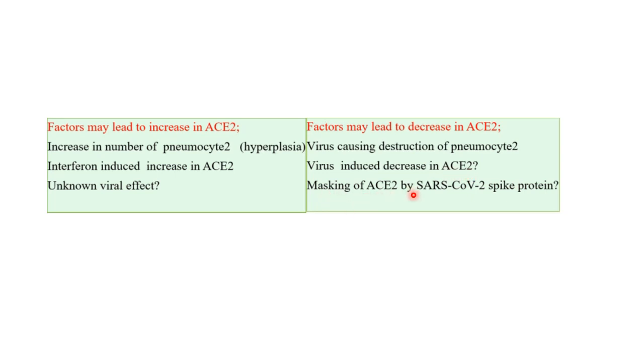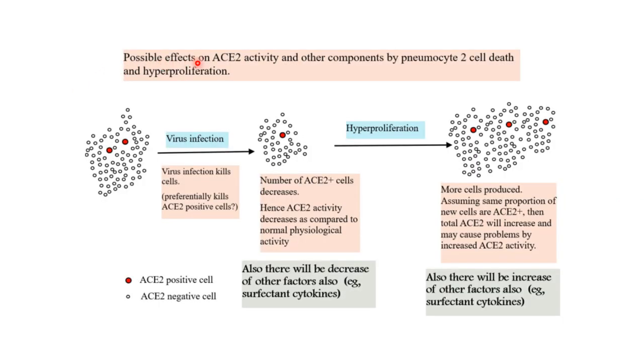And thirdly, masking of ACE2 by SARS-CoV spike protein. So spike protein simply binds ACE2, so it cannot easily be detected. Possible effects on ACE2 activity and other components by Pneumocyte2 cell death and hyperproliferation.